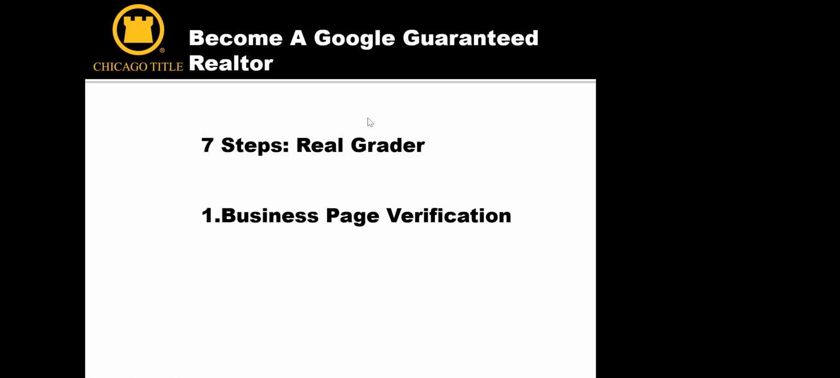Then today I'm going to tell you the steps you need to take to become a Google Guarantee Realtor. There are 7 steps, okay? This is a third-party vendor called Real Grader. They can guide you through this process. The first one is business page verification. The first and most important thing is you've got to have a business page, okay? Later on, I'm going to showcase my business page, which I've been doing for maybe 6 months.